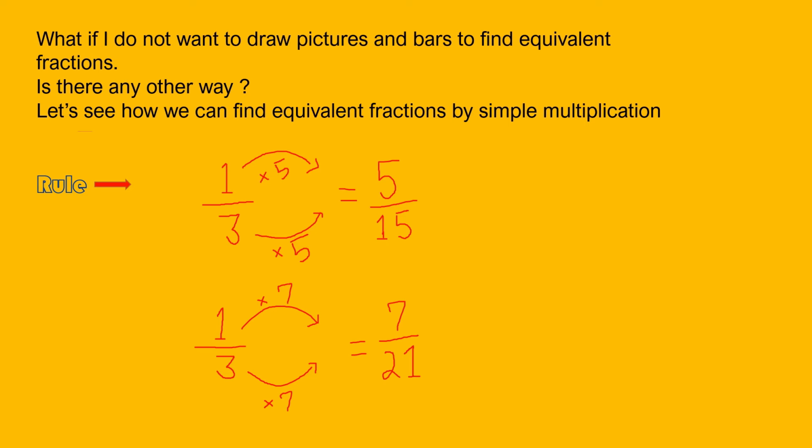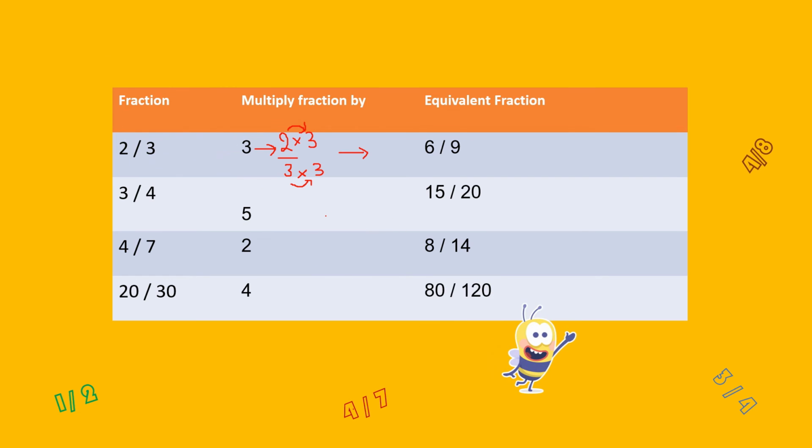Let's take 1 over 3, or 1 by 3, to find the equivalent fraction. I am going to multiply the numerator and denominator of 1 by 3 by 5, which will give me 5 by 15 as an equivalent fraction. You can see here, right? And similarly, I can find another equivalent fraction of 1 by 3 by multiplying the numerator and denominator by 7. So I'll get 7 by 21. So 5 over 15 and 7 over 21, both of these are equivalent fractions of 1 by 3. We can find as many equivalent fractions as we want by using this simple method.